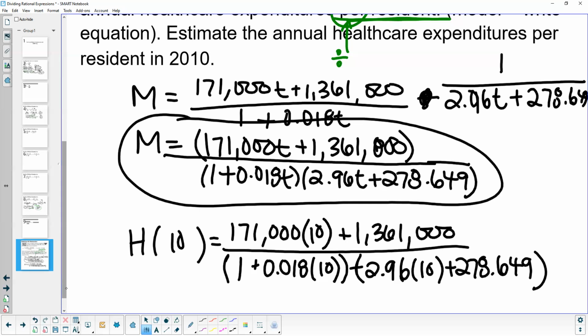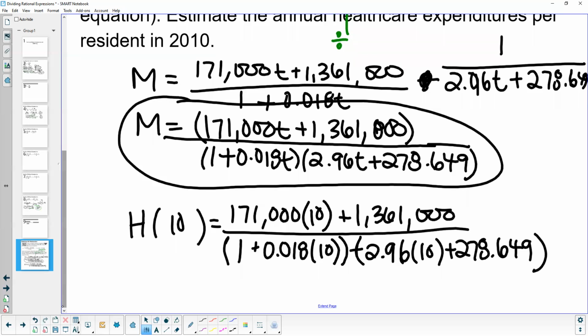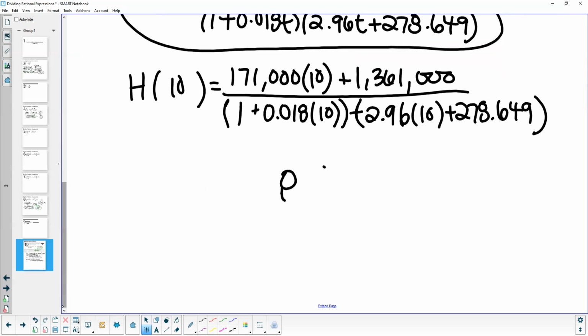Now that we have all of that written there, we can hit equals, and it ends up being that the average annual healthcare expenses in the year 2010, they thought, were $8,442.99. Woof, that is a lot of money per resident if you think about that. $8,000. Crazy.